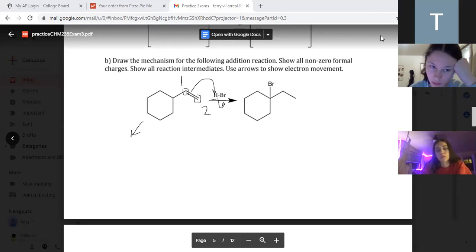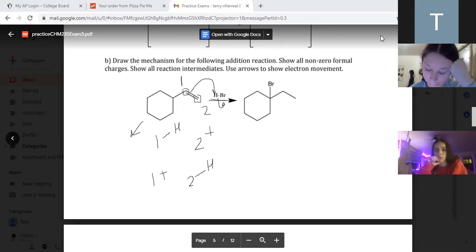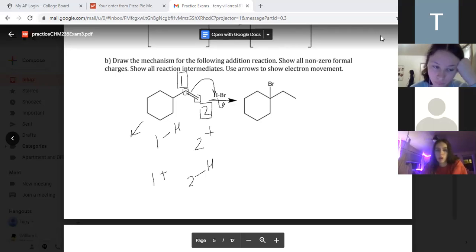2. Because remember, if carbon 1 takes the proton, then 2 becomes the carbocation. If 2 takes the proton, 1 becomes the carbocation. So which one is going to be the better carbocation? 1 or 2? 1 becomes secondary, right? So you always want the least substituted carbon to take the proton and the more substituted carbon to become the carbocation.